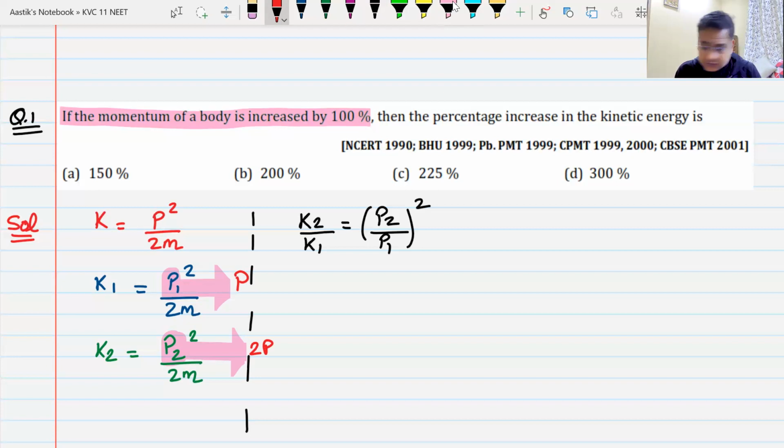Do we understand this? Now, the initial value of momentum is P. The final value of momentum is 2P. Can you now solve the question and give me the answer? I'll give you 1 minute.